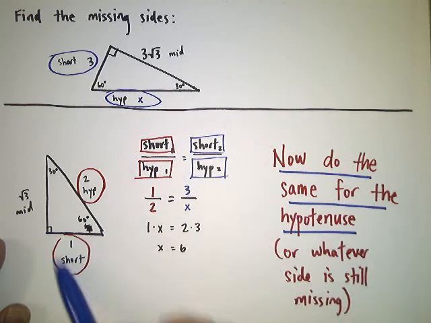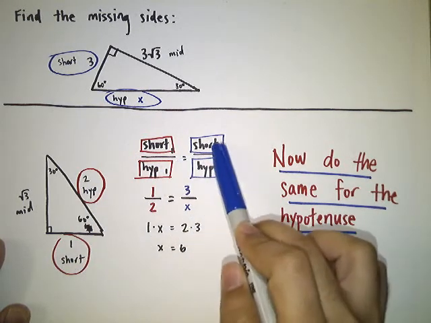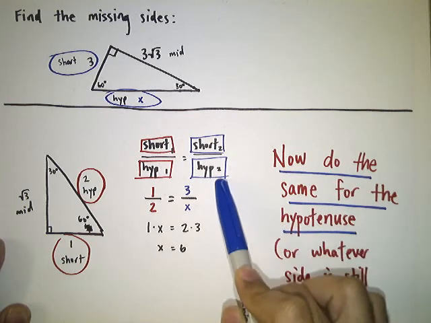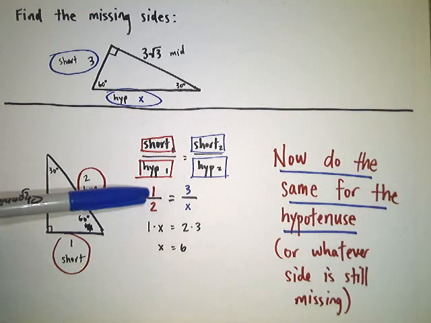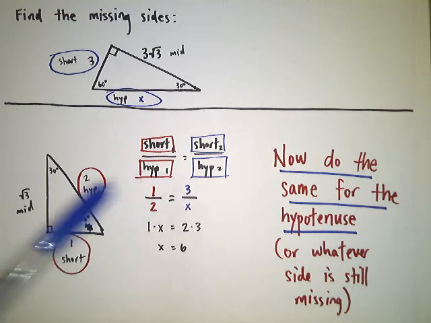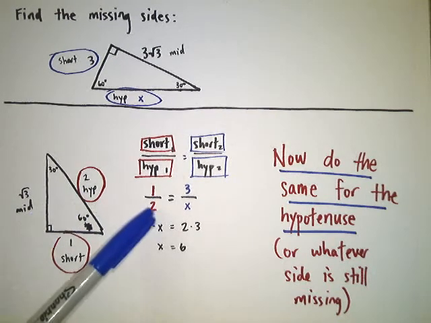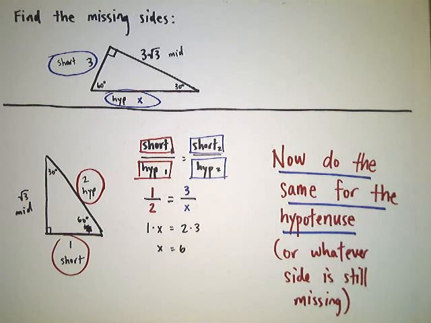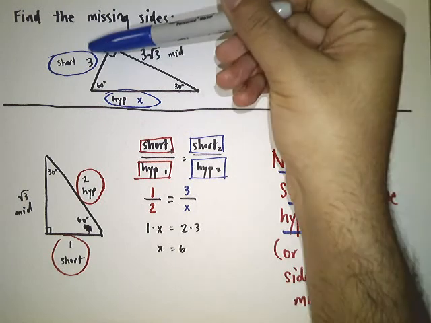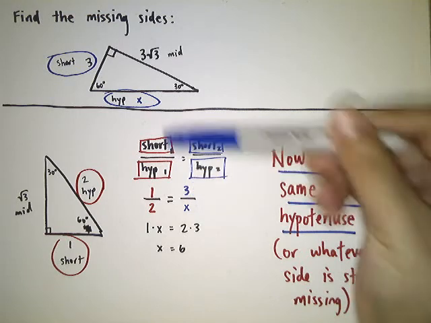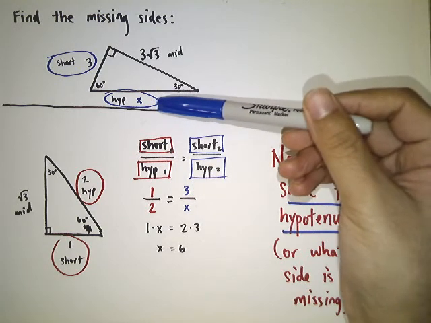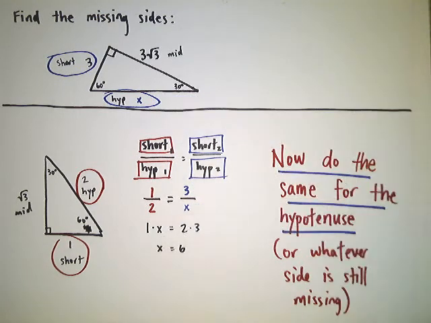Let's go with my model triangle. And that equals short 2 divided by hypotenuse 2. So that's in the problem triangle. Short 1 is 1 unit long, that's how I got that. Hypotenuse 1 is 2 units long, that's how I got that. Short 2 is 3 units long, so that's how I got that. And hypotenuse 2, well, I don't know how long that is, so I just put x.